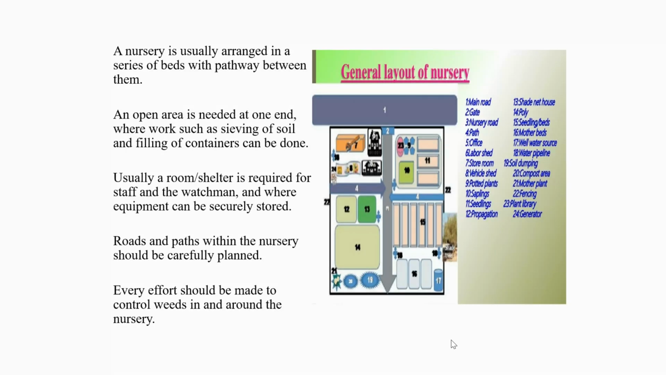A nursery is usually arranged in a series of beds with pathway between them. An open area is needed at one end where work such as sieving of soil and filling of containers should be done. Usually, a room or shelter is required for staff and the watchman, and where equipment can be securely stored.